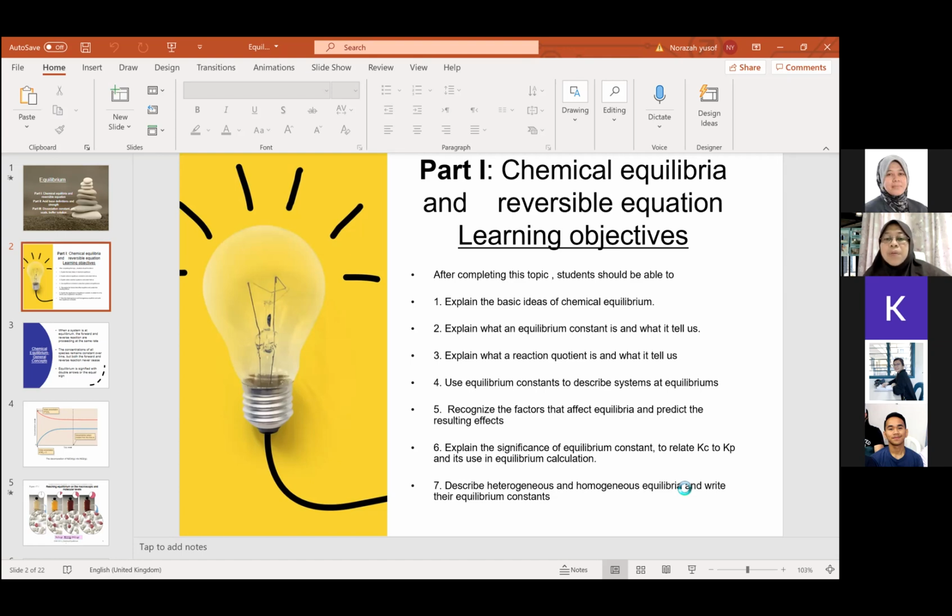Explain the significance of the equilibrium constant Kc to Kp when we have a gas reaction, because Kp is related to the pressure of the gas. When we have a gaseous system, we don't calculate the concentration in the normal manner, as in solution, but we calculate using the pressure of the gas. Describe heterogeneous and homogeneous equilibria and write their equilibrium constants. So this is the learning objective for the first part of chemical equilibrium.